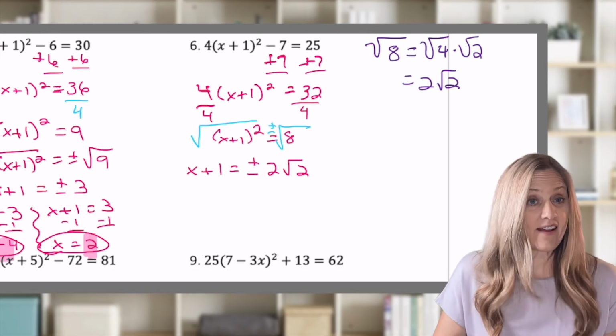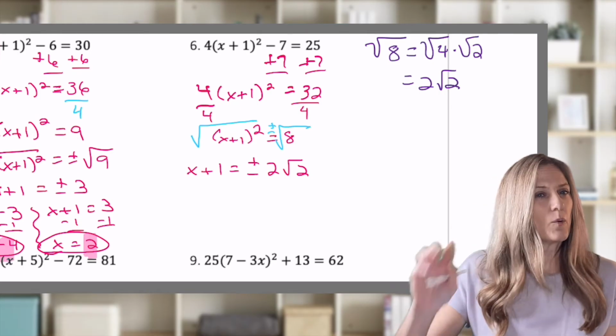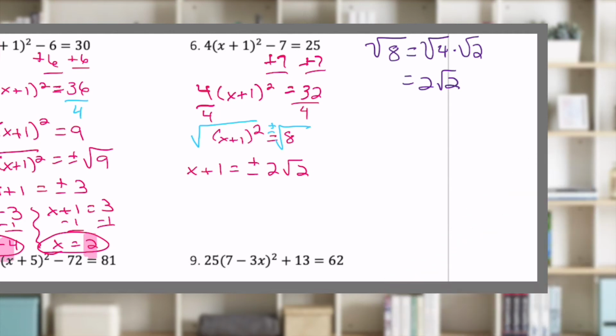So there we go. x plus 1 equals plus or minus 2 root 2. And then what? We end up with 2 equations from here.